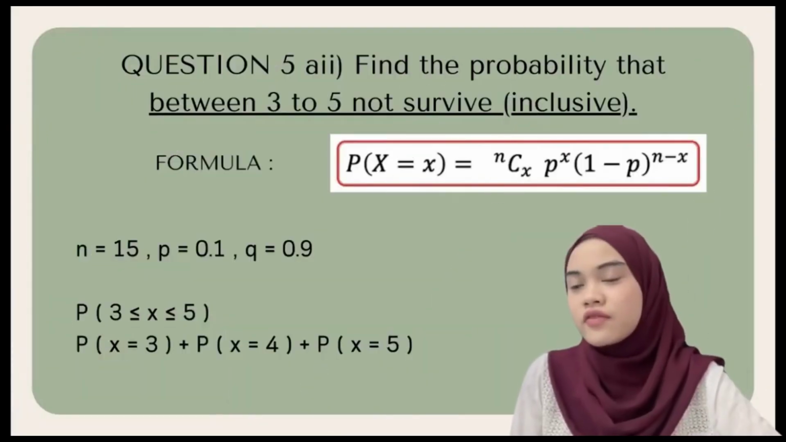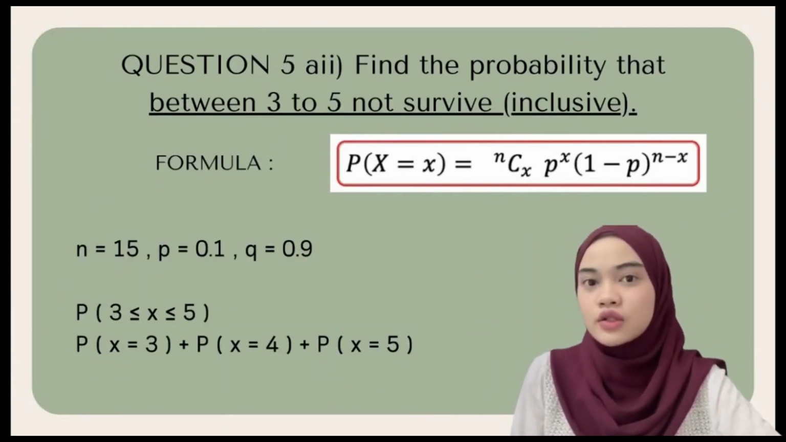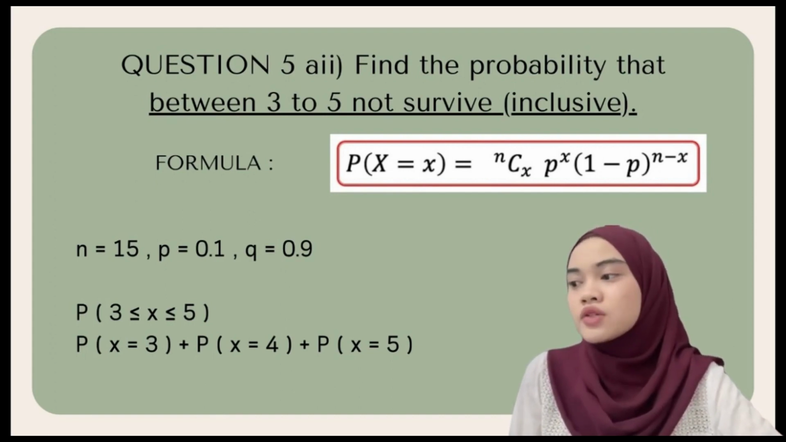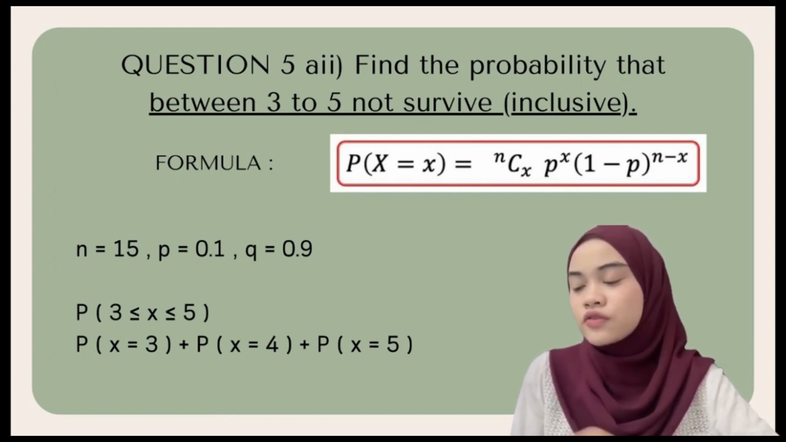Next question, 5A2. Find the probability that between 3 to 5 not survive inclusive. Inclusive means that 3 and 5 are included in the probability of not survive. Okay, by using the formula that we have learned, n is equal to 15. Now p is equal to 0.1 since this question is talking about not survive, and q is equal to 0.9, 1 minus 0.1 is equal to 0.9. And now we have to find the probability of x is equal to 3 plus x is equal to 4 plus probability x is equal to 5.